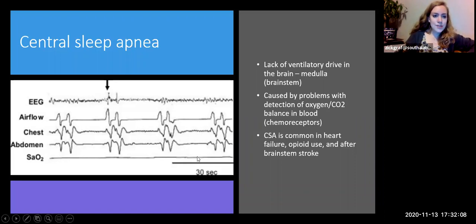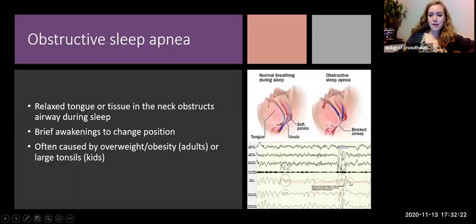So the way that central sleep apnea looks different is that the airflow stops just like it does in obstructive sleep apnea, but their chest and abdominal muscles also stop moving. So they're not getting oxygen, but they're also not trying to breathe, unlike in obstructive sleep apnea, where their chest is still moving during the apnea episode.